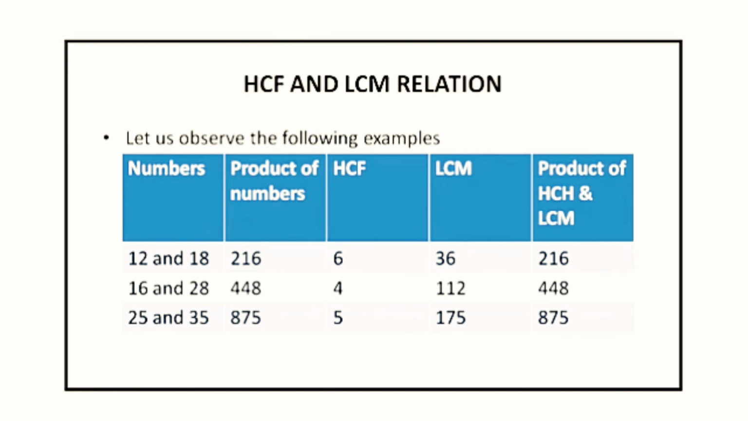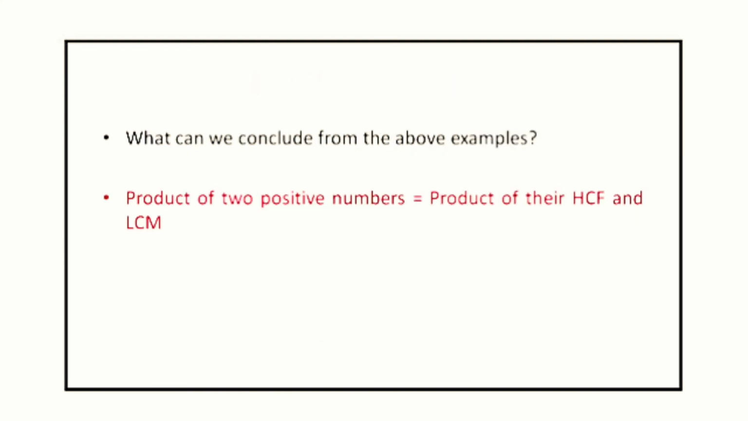When we multiply them, we get 875. HCF will be equal to 5. When LCM is determined, we get 175. And when we multiply HCF and LCM, it is 875. So what can we conclude from the above examples? It is interesting to note that the product of two positive numbers equals the product of their HCF and LCM.